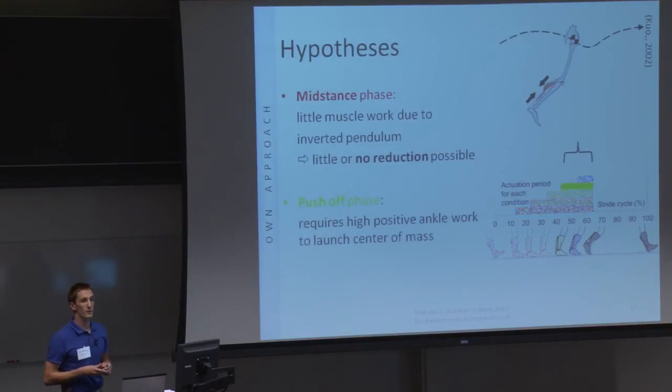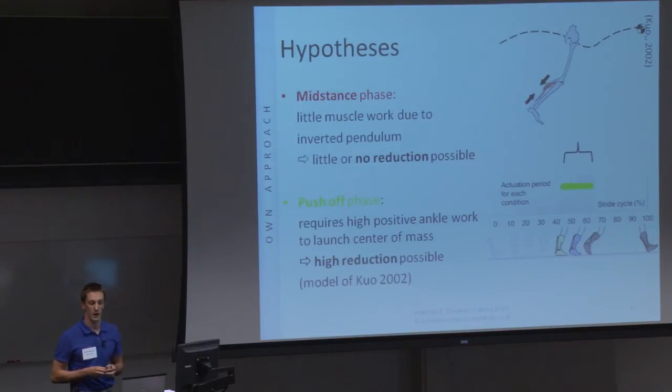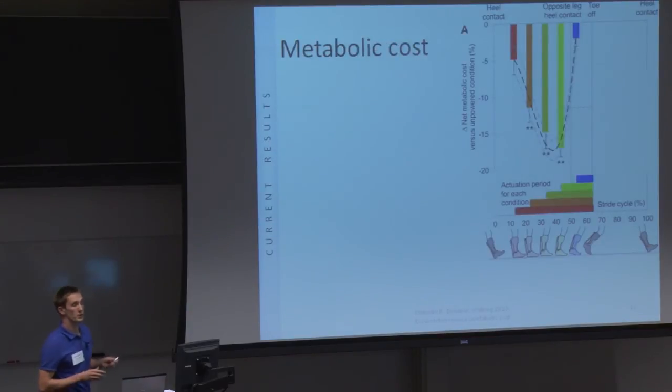During push-off, however, we know that the ankle needs high concentric muscle work in order to push the center of mass into the next pendulum. So here we expected to find high reductions. And our results confirm this hypothesis. So in this figure, you see net metabolic cost expressed as a percentage of the net metabolic cost in the unpowered condition. A large negative bar means a high reduction. The actuation timings in the different conditions are still shown on the horizontal axis with corresponding colors.